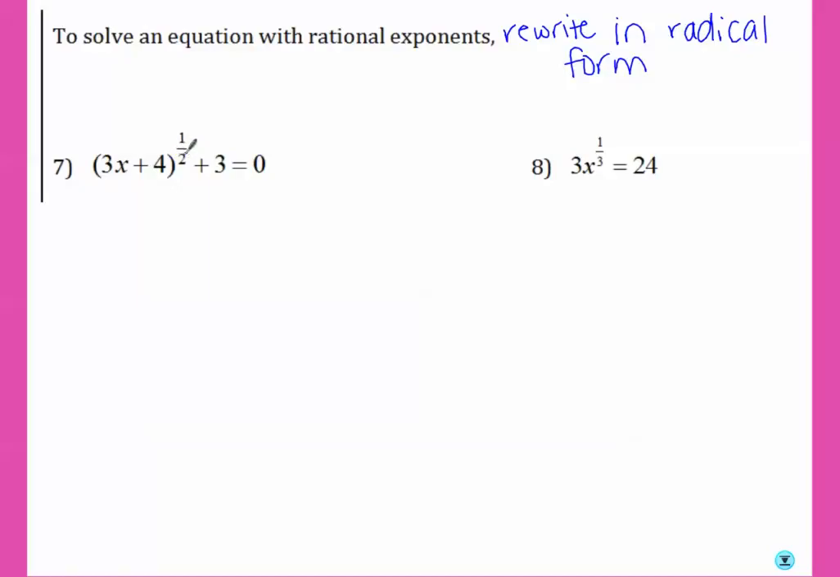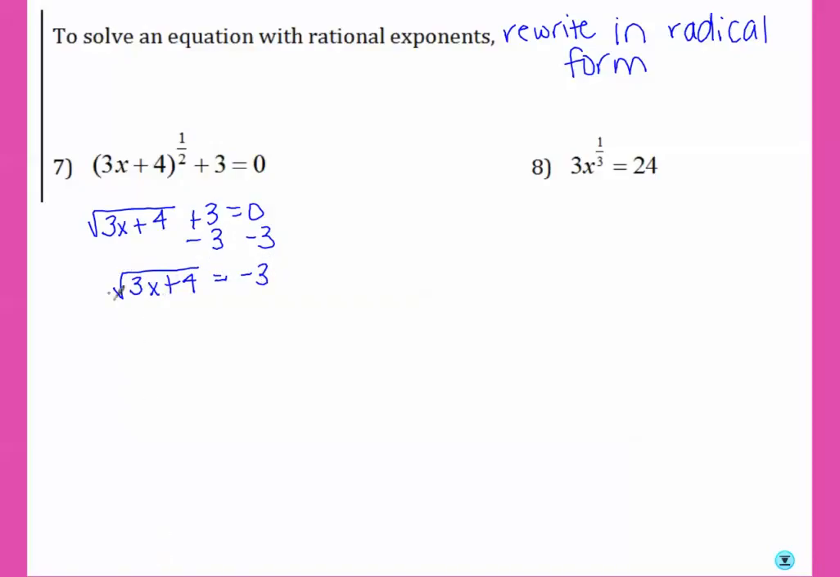So we know that the denominator is the root because the roots of the tree are on the bottom of the tree. So this would be the square root of 3x plus 4 plus 3 equals 0. And now we're going to solve like we did earlier. Subtract the 3, 3x plus 4 equals negative 3.